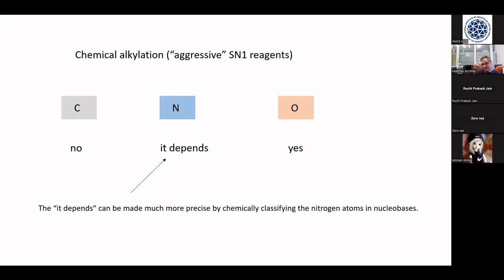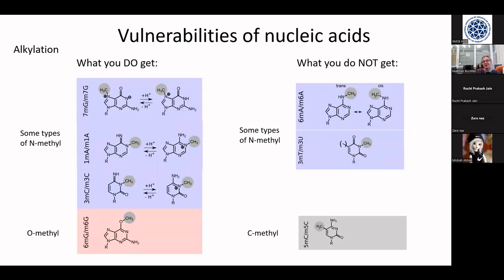And I'll limit myself to the simplest case, the so-called aggressive SN1 reagents, the most undiscerning alkylators. They largely leave carbons in peace on nucleobases, so you don't expect carbons to be methylated or alkylated by chemical agents. For the nitrogens, it strongly depends, and oxygens are vulnerable. And the "it depends" has actually been my research interest for a while.